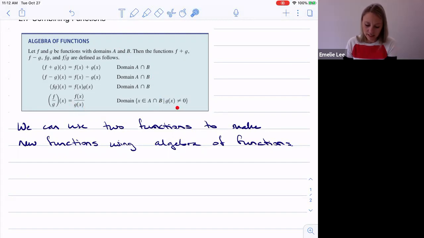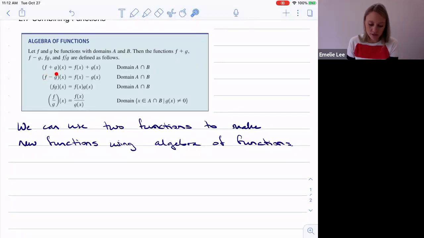Notice that they're always the same until you've got g of x in the divisor. Then we've got the added condition, right? A and B is the domain still, but g of x can't be 0, right? So we've got that added condition. Okay, well, we can't divide by 0, so make sure that doesn't happen. But otherwise, the algebra of functions behaves exactly the same way you want it to intuitively.